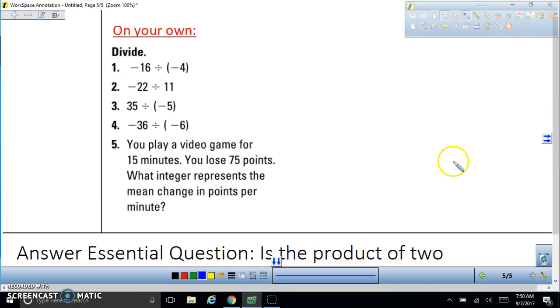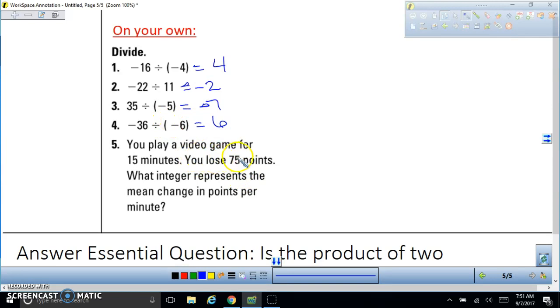And I appreciate your honesty with this. All right, for number 1, you had a negative divided by a negative, and you should have a positive 4. Number 2, you have a negative divided by a positive. That means you will get a negative 2. 3, you have a positive divided by a negative, so you should get a negative 7. 4, you have a negative divided by a negative, so you should get a positive 6.